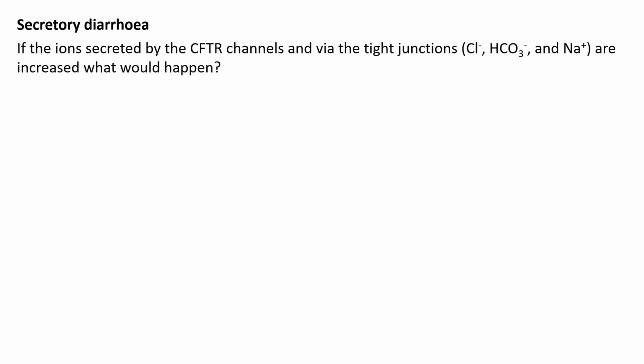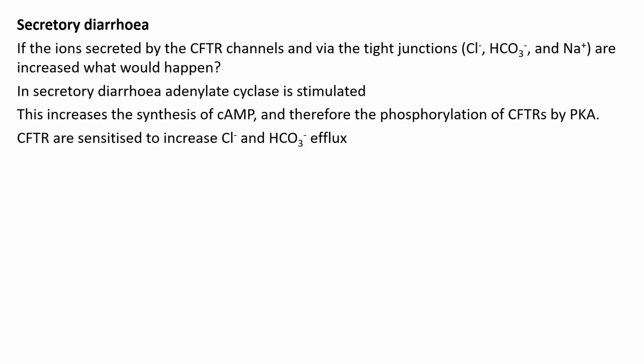So, having talked about normal physiological fluid regulation, we can now talk about secretory diarrhea. So think about it. If the ions secreted by the CFTR channels and via the tight junctions, so we have our chlorine and bicarbonate via the CFTRs, sodium via the tight junctions, if these are increased, what would happen? Yes, what happens is more water comes in.